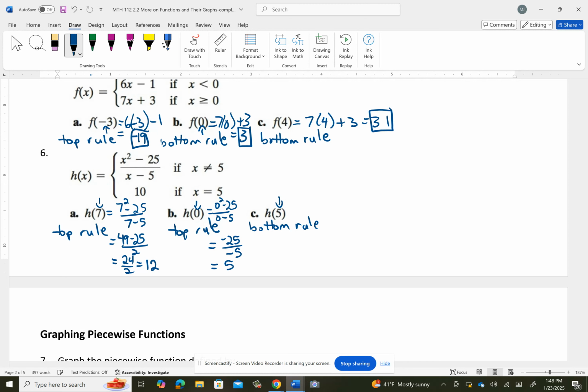Right? And then for the last rule, if x equals 5, then the rule doesn't have an x on it. It's just the output's always 10, so I would get 10. And that's how you evaluate a piecewise function. Okay?